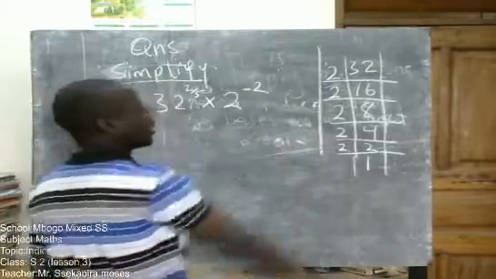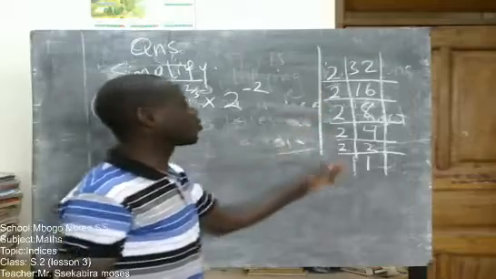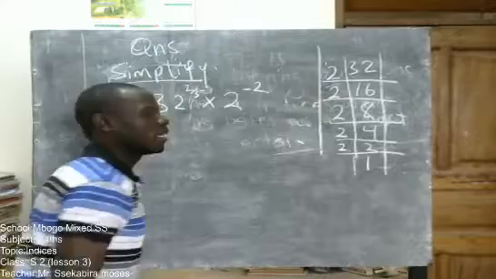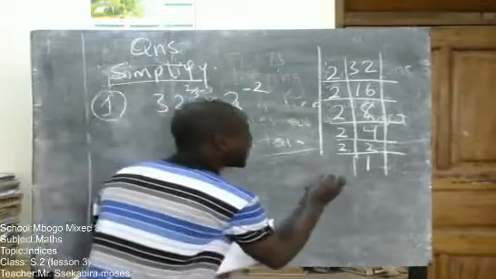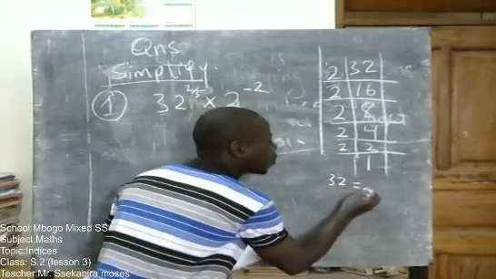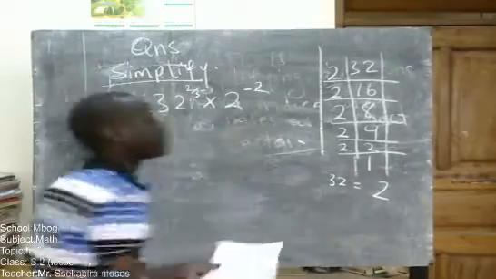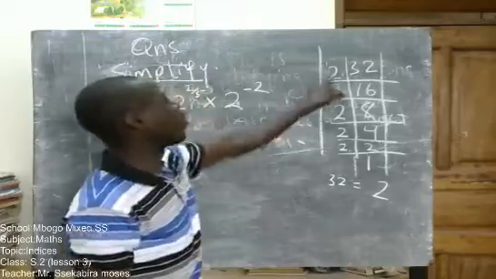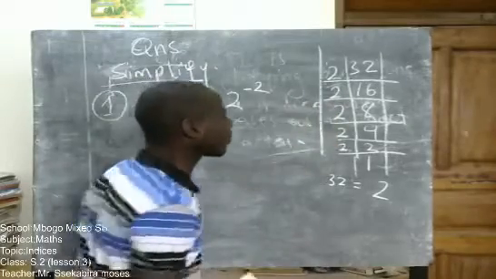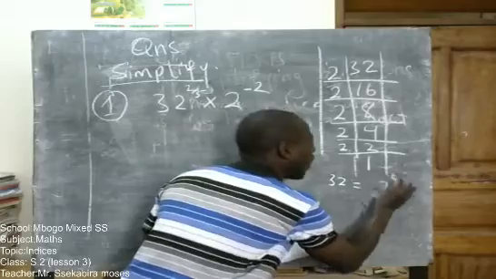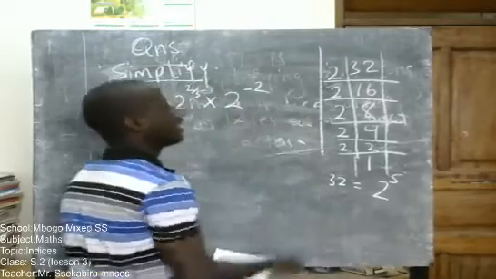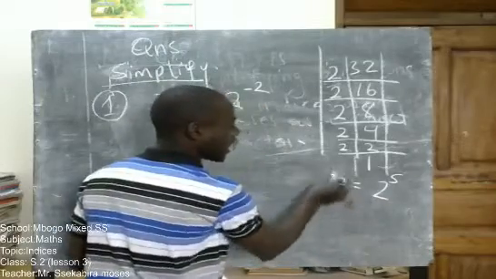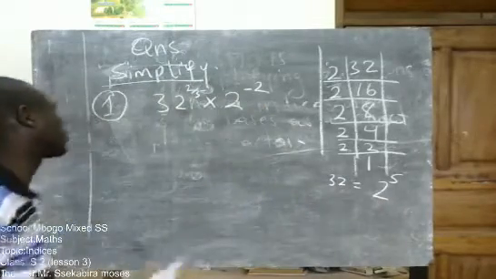When we look at the side of 2, how many 2's do we have? We have 1, 2, 3, 4, 5. So 32 is equal to 2, but how many 2's do we have? 1, 2, 3, 4, 5. So it is going to become 2 to power 5. The number of 2's you have, that is the power of 2. Now we have prime factorized 32.